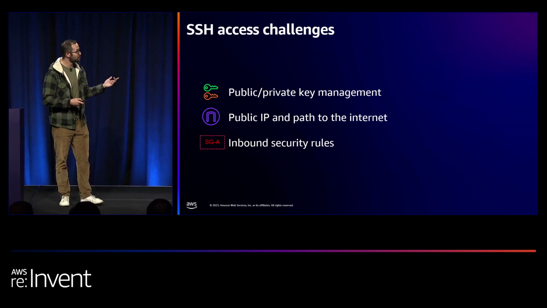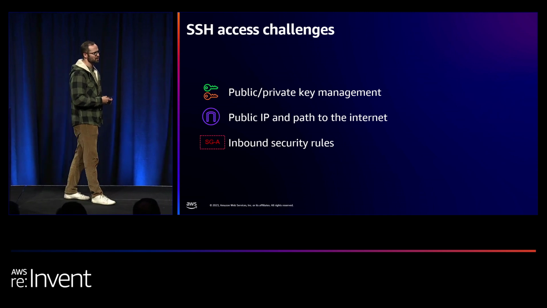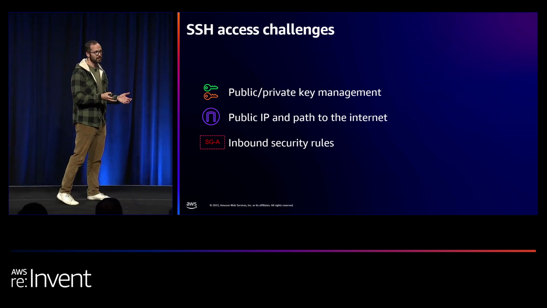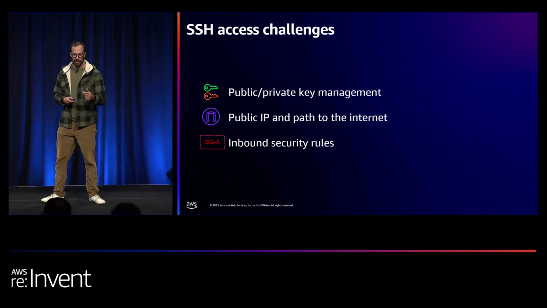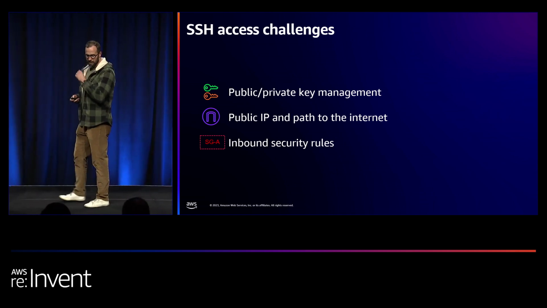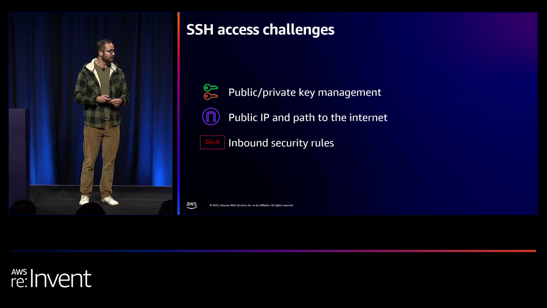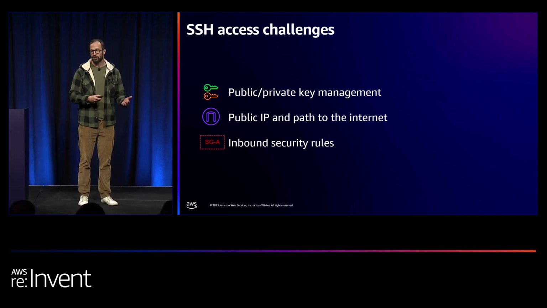Second of all, you have to set up a public path to and from the internet. So maybe you want your VPC to be completely isolated, but to make SSH work, you have to have an internet gateway. You have to have a public IP address. And then from a security group perspective, you have to have that security group allowing traffic potentially from anywhere in the world.